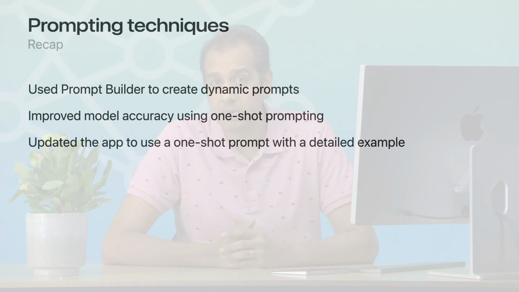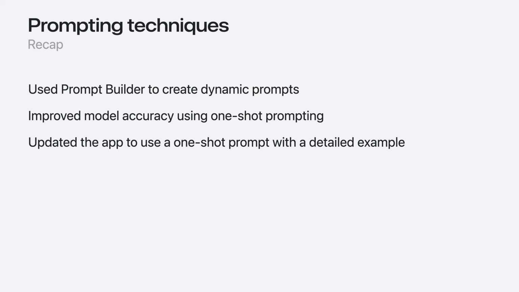So in this chapter, we focused on prompting techniques. We learned how to use a prompt builder to construct prompts dynamically and saw how you can use one-shot prompting to improve the quality and consistency of the model's output. We then applied this by updating our app to include a detailed example in our prompt. While @Generable enforces the structure, the one-shot example teaches the model about relationship and the style within the structure.